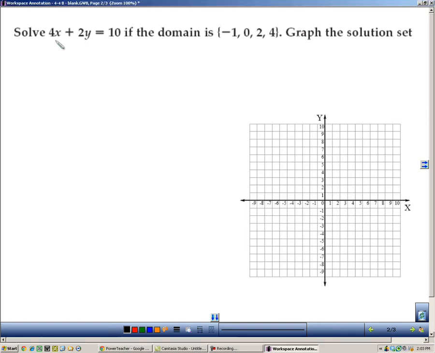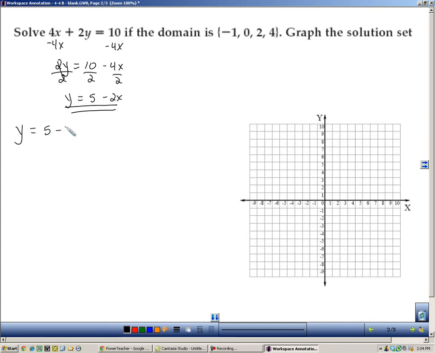I'm going to start by isolating the y because the y is the range, and I'm going to subtract 4x from both sides to do that, leaving me with 2y equals 10 minus 4x, and then dividing everything by 2. So 10 divided by 2 is 5, and 4 divided by 2 is 2. This is the new equation that I'll use, and I'll plug in domain values or x values and get the range or the y counterparts.